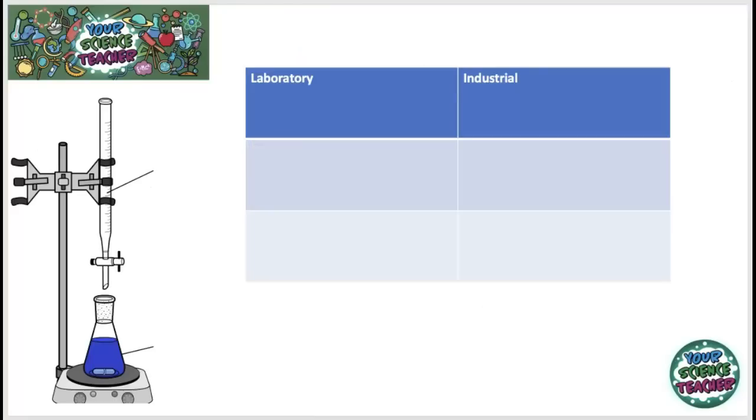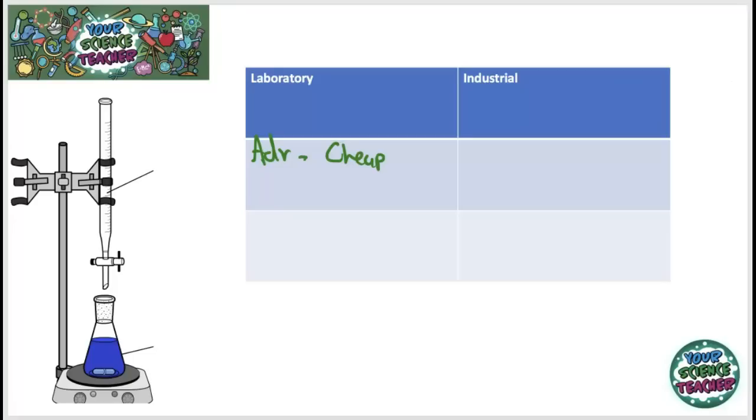Now, we can make fertilizer in the laboratory as well as on an industrial scale, and there are advantages and disadvantages of doing both. You might have made some fertilizer in school, I don't know, but a quick advantage of making fertilizer in a laboratory is that you're using pretty cheap apparatus. And if you look here, we actually have a laboratory setup that you would use to make fertilizer in school.